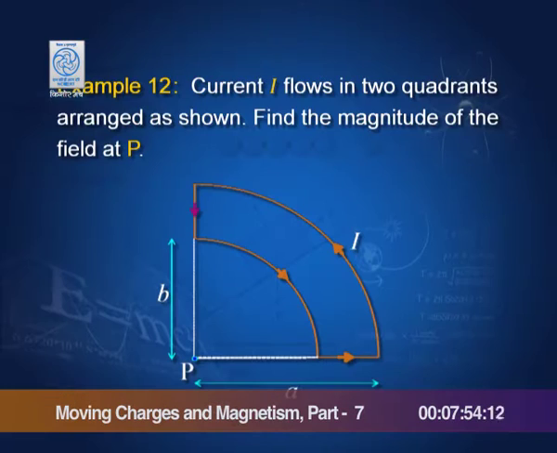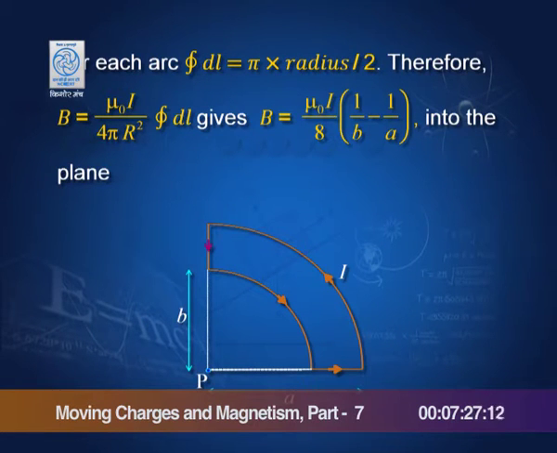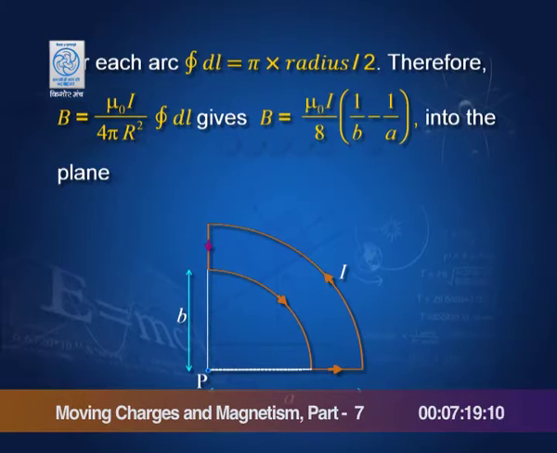We have these two quadrants, and the current is flowing like this. Immediately this one and this one would not contribute, because the cross product of dl with r would be 0 at P. So, therefore, they do not contribute. Only this quadrant and this quadrant contribute, and we have already found the semicircle. So, a quadrant is just half of that. The integral dl would be simply pi into radius by 2. For a semicircle it was pi r, for a quadrant it is pi r by 2, and therefore, B becomes this.